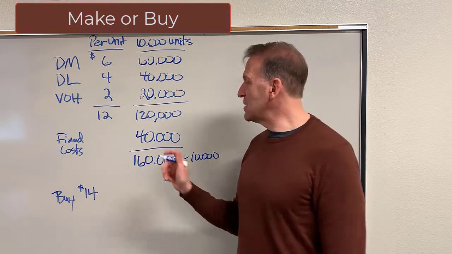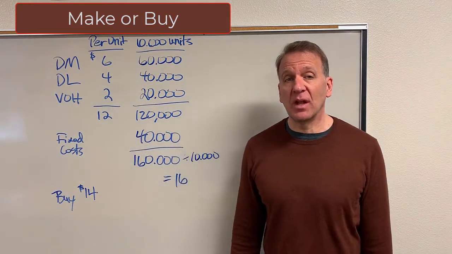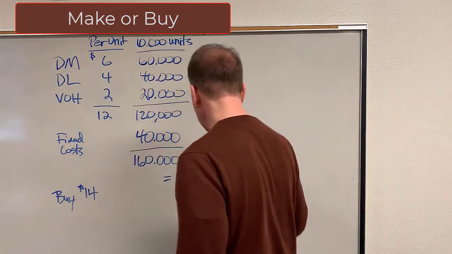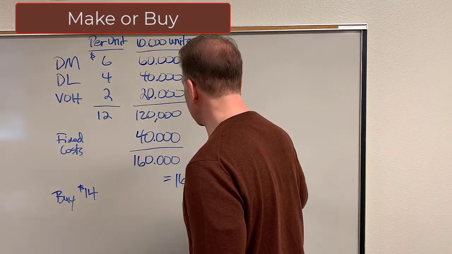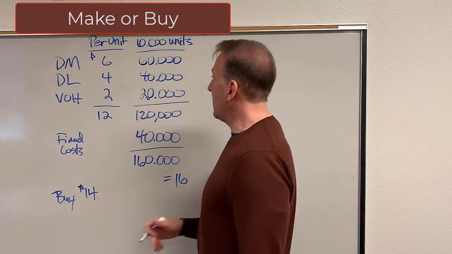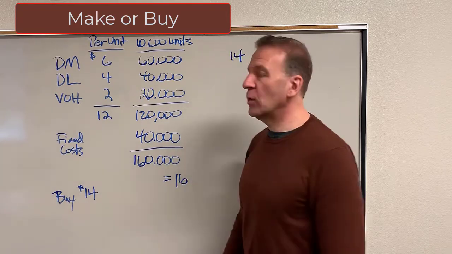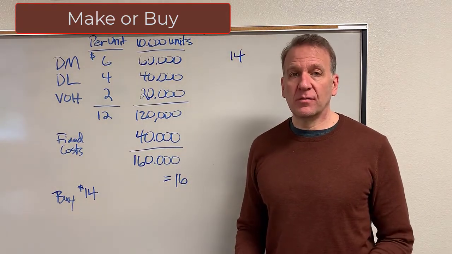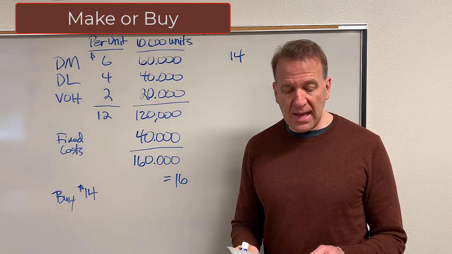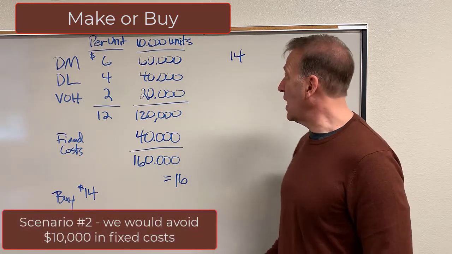However, sometimes these fixed costs aren't all relevant. Maybe only some of them are relevant. So what we want to do then is I'm going to erase this 10,000. I'm going to leave the $16 there. But let's assume that if we buy this, we do have $14 for the purchase price for this part. But let's assume that we could avoid $10,000 of fixed costs.